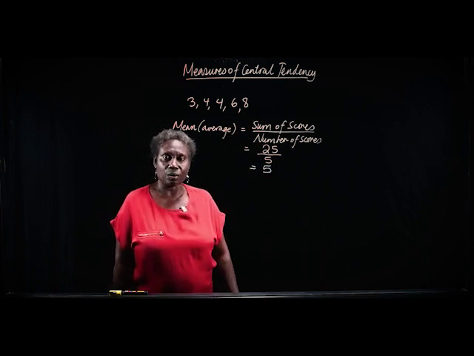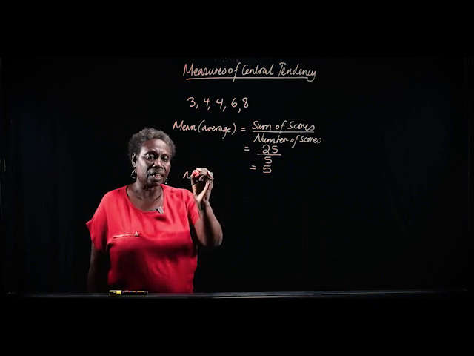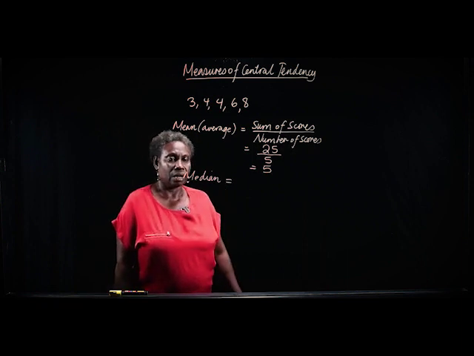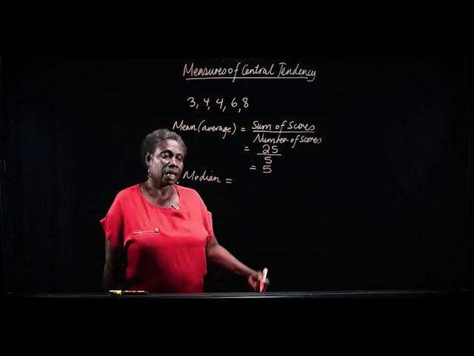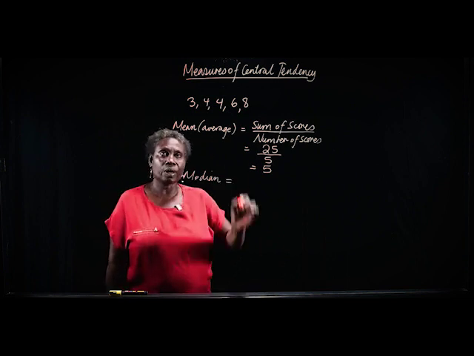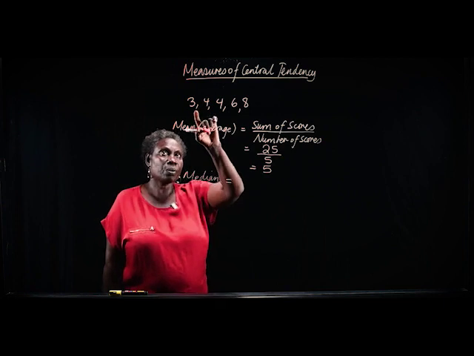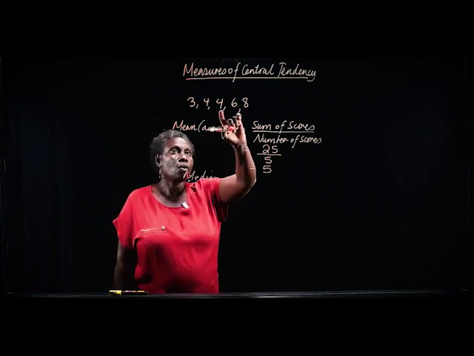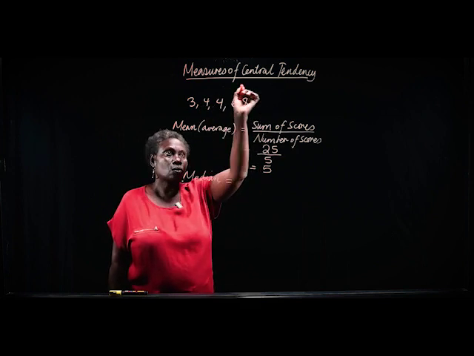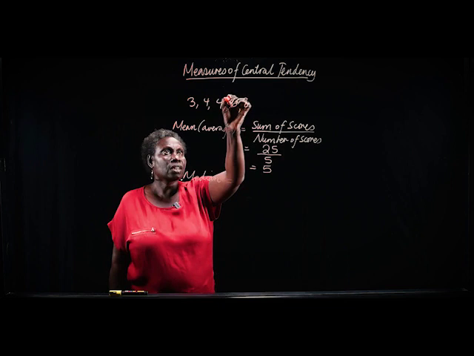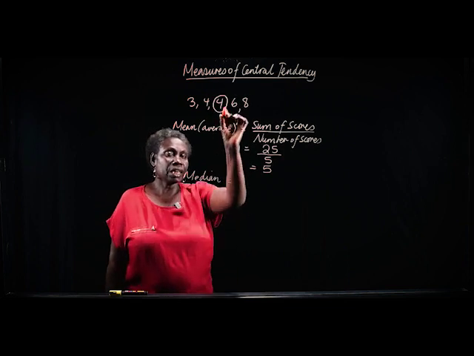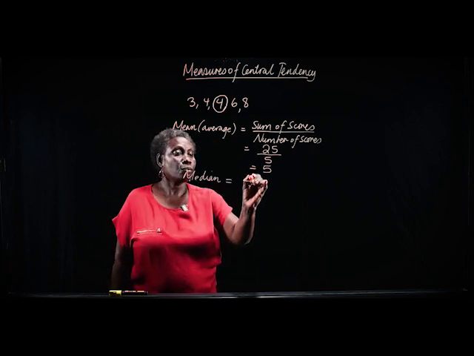The next one that we are going to look at is the median. Median is another example which gives us the center of the scores. In median, we only look at the scores. So we have 3, 4, 4, 6, and 8. They are already arranged in order from the lowest score to the highest score. So we'll just look at what the middle score is. The median of this set of scores is 4.